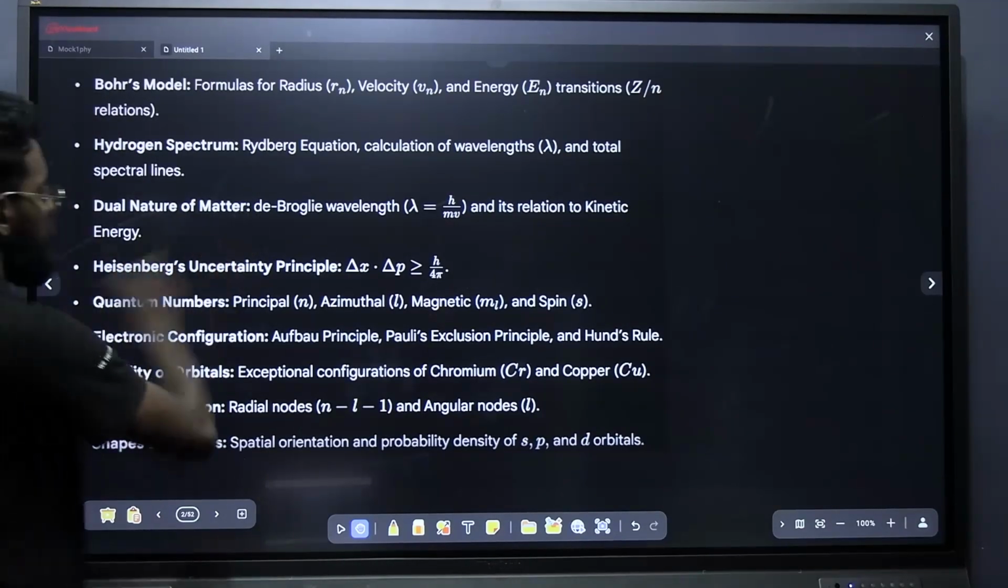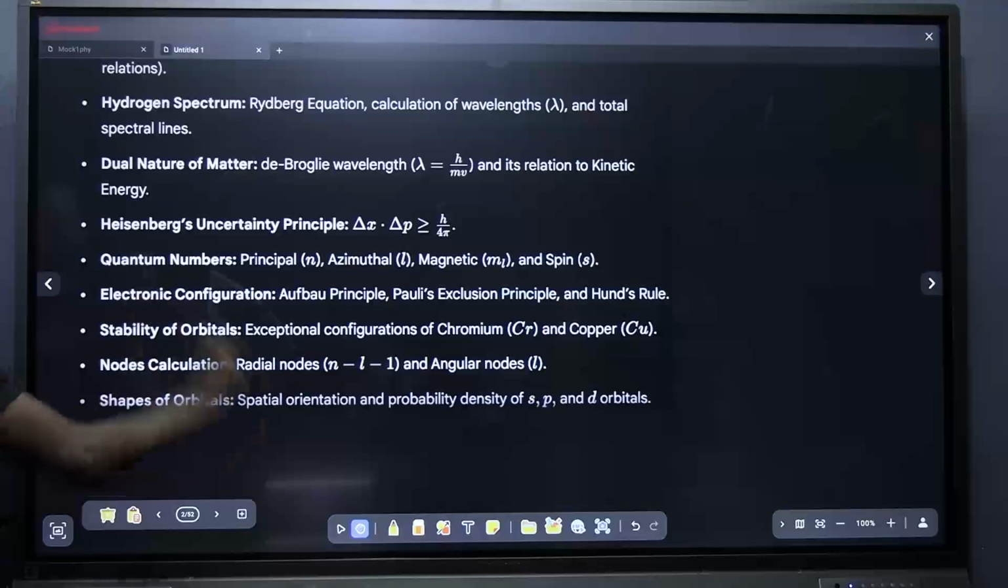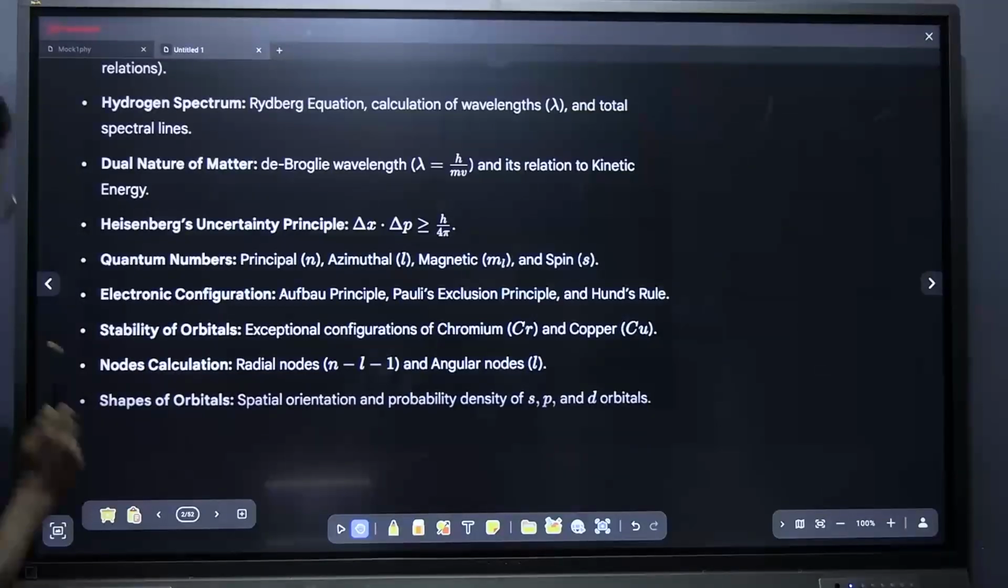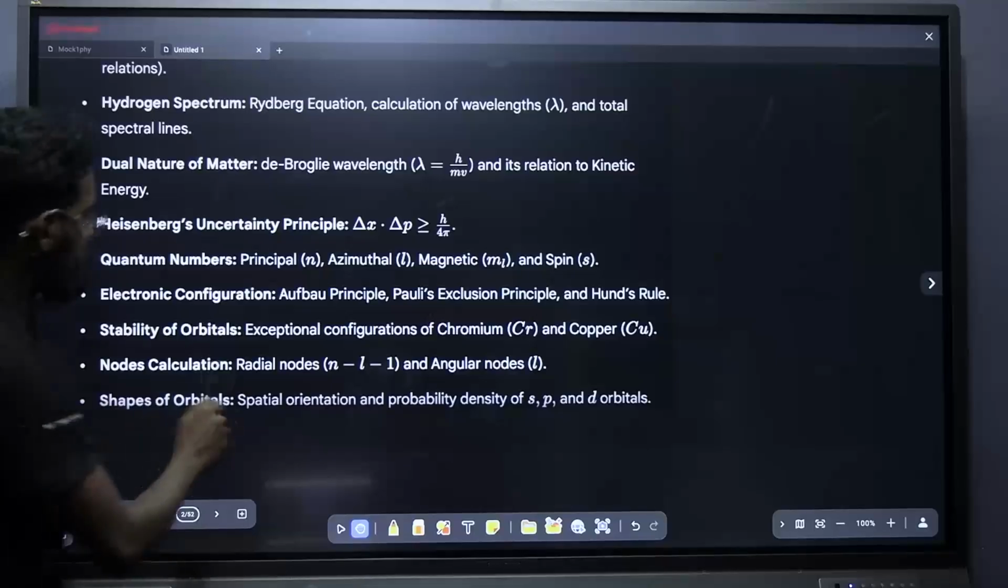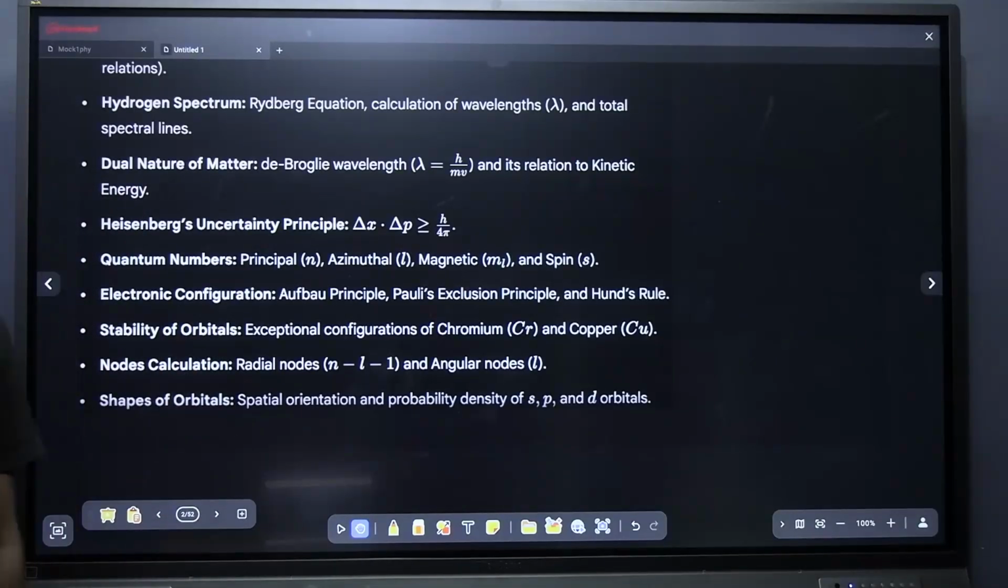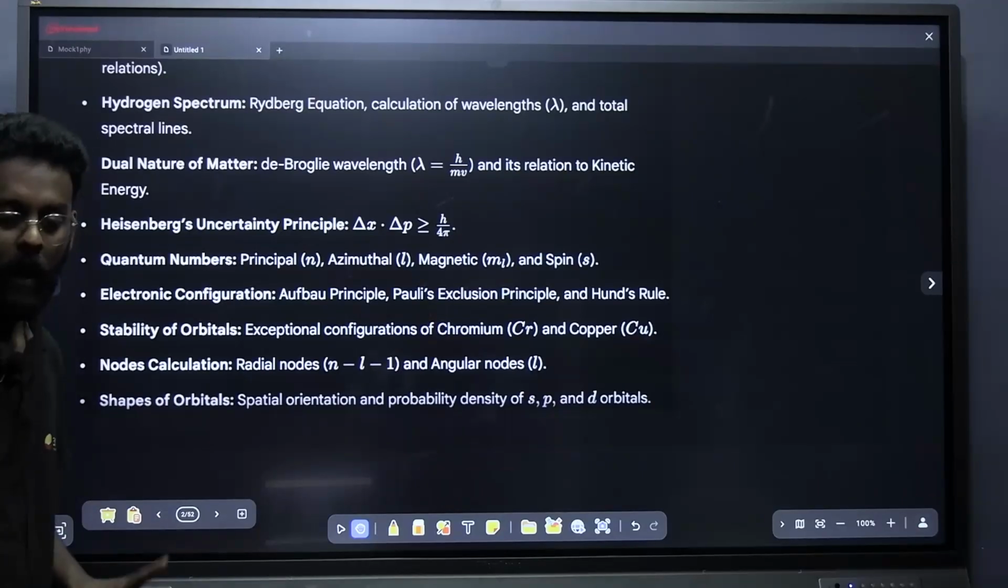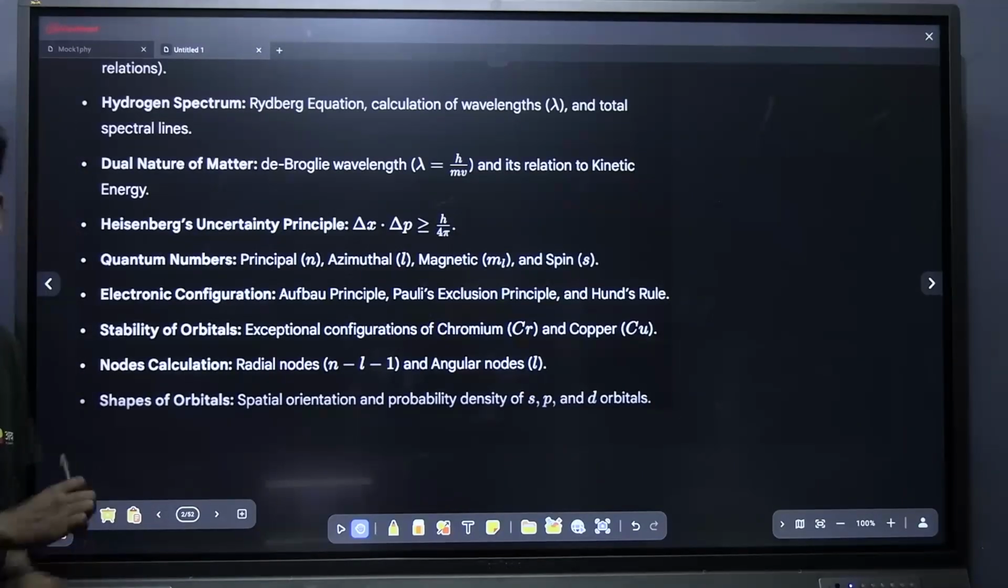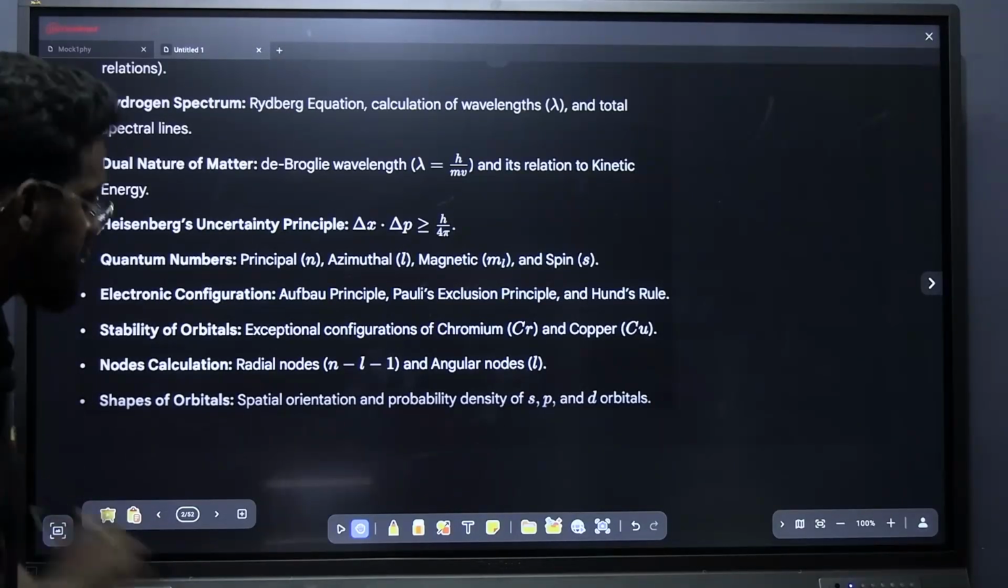Then the dual nature of light, that is the de Broglie wavelength. Then Heisenberg's uncertainty principle, quantum numbers, electronic configuration, stability of orbitals, nodes calculation. All these are the important topics in this chapter. Now we will be discussing each and every topic one by one, and then we can solve questions and finish up this chapter in a very detailed way.